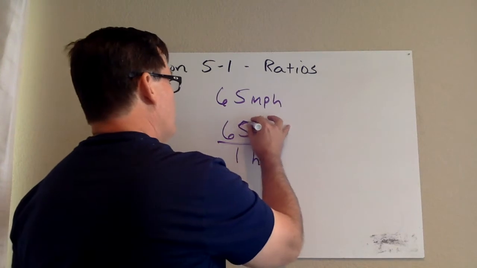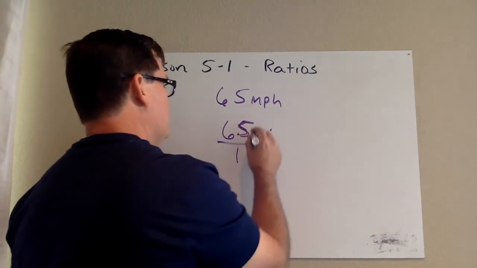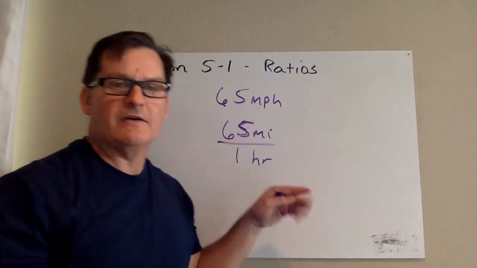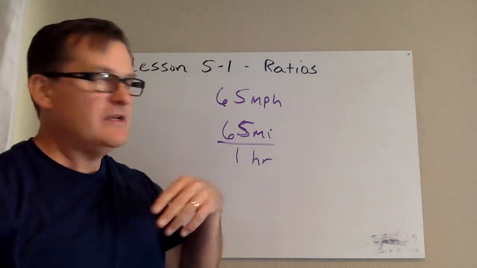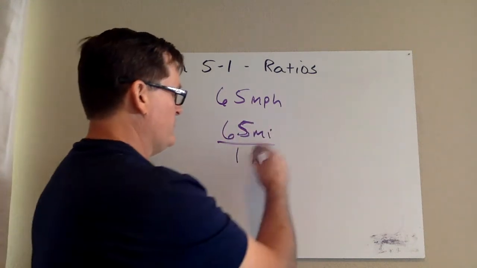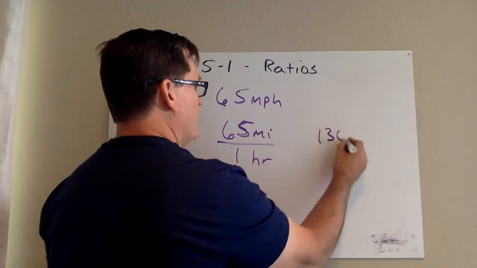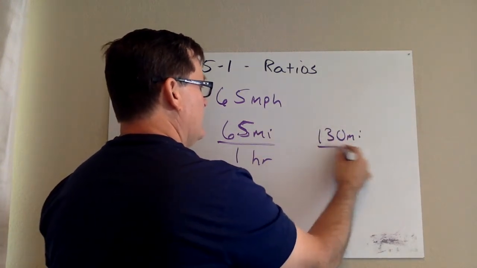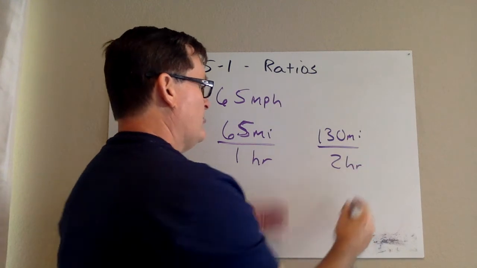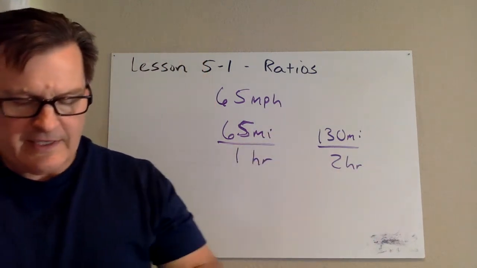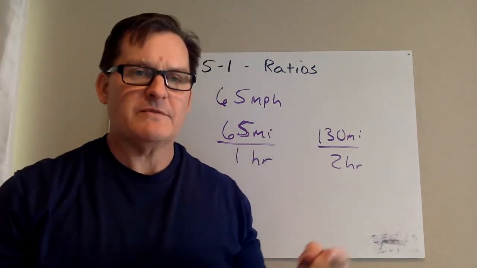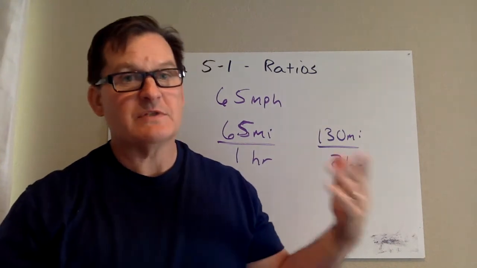And if our speedometer in our car registers at 65, then we're going 65 miles every hour that we drive. So we could reasonably say that if we drive for 2 hours, we drive twice as many miles. So we'd go 130 miles in 2 hours. And you begin to see how ratios can be useful. They're useful in problem solving when we get into a proportion, which comes later.